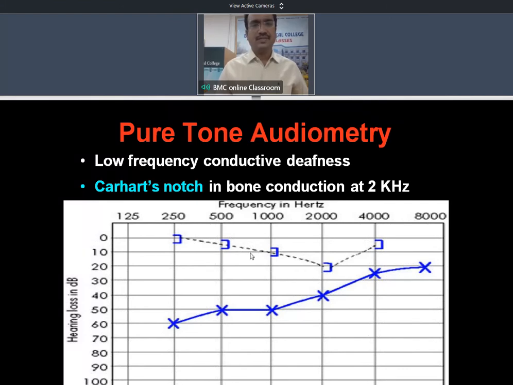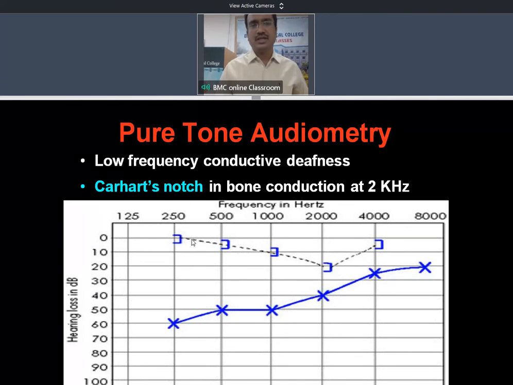So this is the left ear pure tone audiometry graph. This is the bone conduction. This is the air conduction. So you can see the air bone gap. So air conduction thresholds are decreased. So if you are seeing the air bone gap, that means there is a conductive hearing loss.